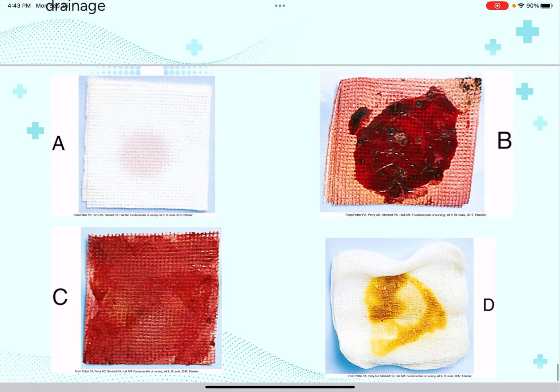This slide here shows some examples of the wound drainage. So picture A shows serous drainage. Picture B shows sanguineous drainage. Picture C shows serosanguineous drainage. And picture D shows purulent drainage.